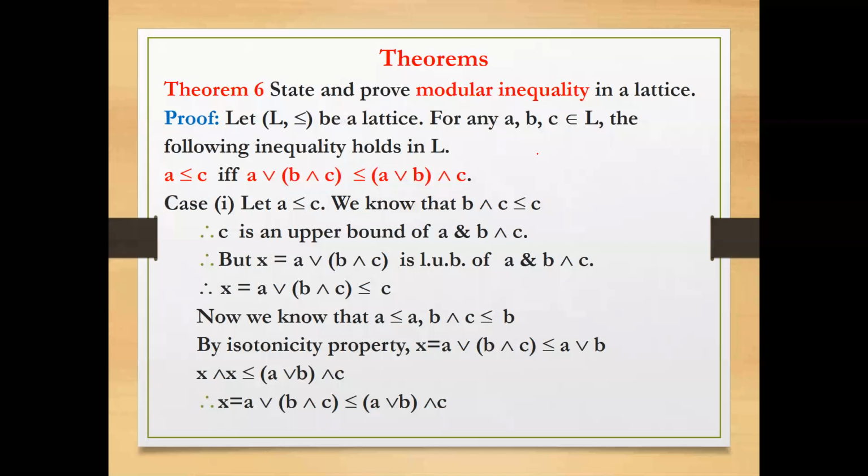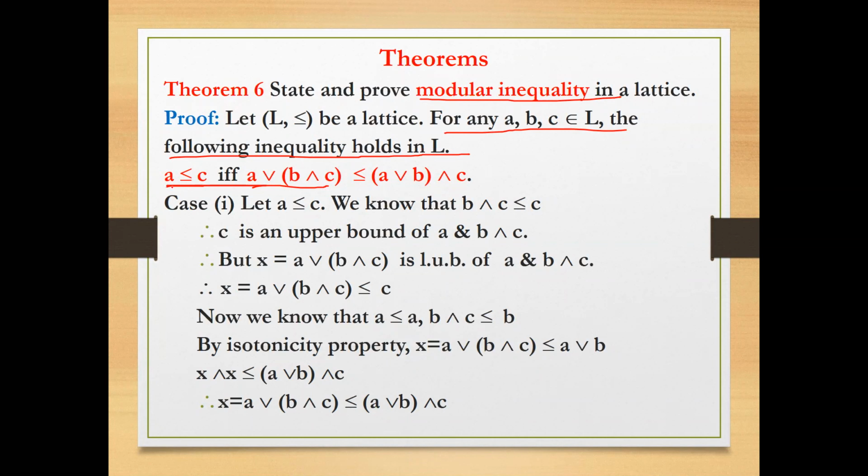The next theorem is modular inequality. State and prove modular inequality in a lattice. So again, an important property of a lattice, modular inequality. Now what is it? Let (L, less than or equal to) be a lattice. For any a, b, c belonging to L, the following inequality holds in L. The inequality is: a less than or equal to c if and only if a join (b meet c) is less than or equal to (a join b) meet c.